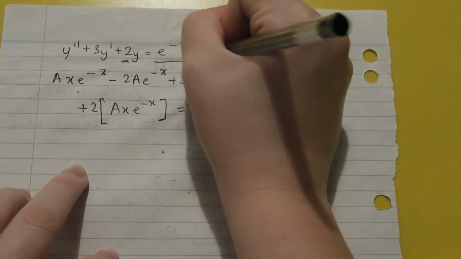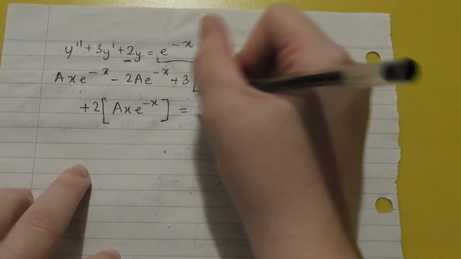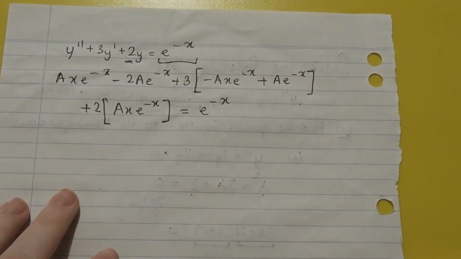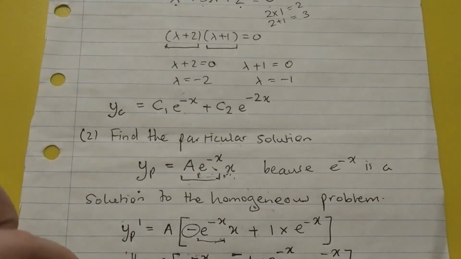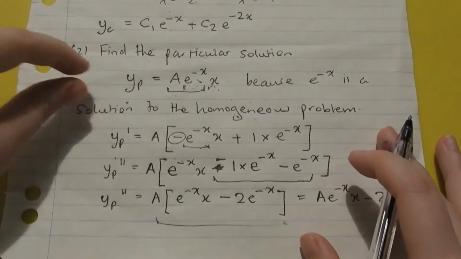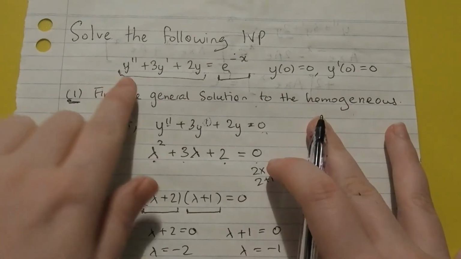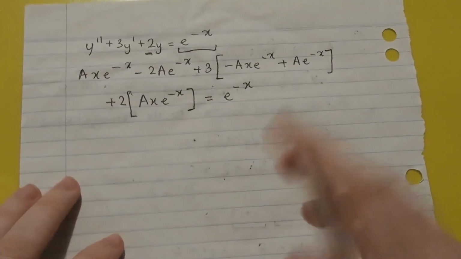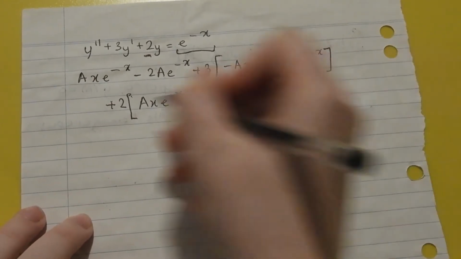And don't forget the right hand side of the equation equals e to the negative x. So that was a lot of substituting into the equation, so hopefully you followed that. All we did was substitute this part and this part into our original equation. Now we need to simplify this, so let's expand the 3's and the 2's.